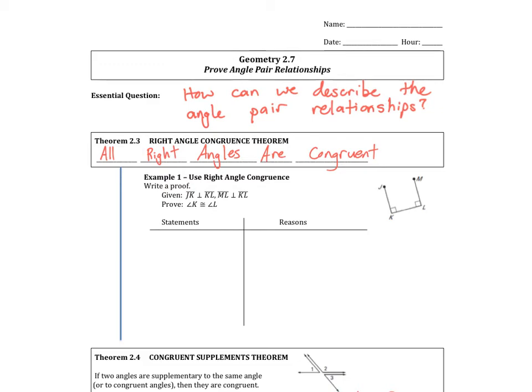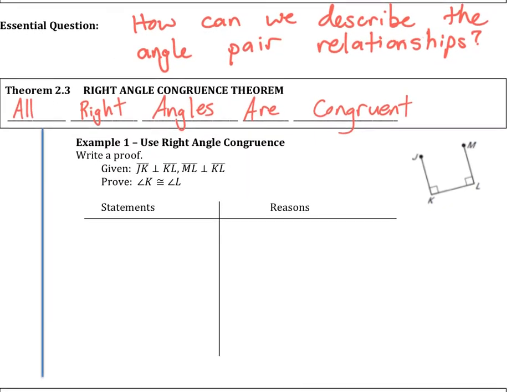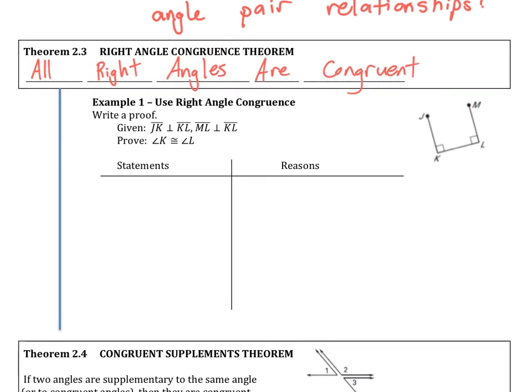So we're going to use the right angle congruence, and we're going to do this proof. We are going to prove that angle K is congruent to angle L. So when we do proofs, we always start with the given. So segment JK perpendicular to segment KL, and segment ML is perpendicular to segment KL. And that is the given statement.